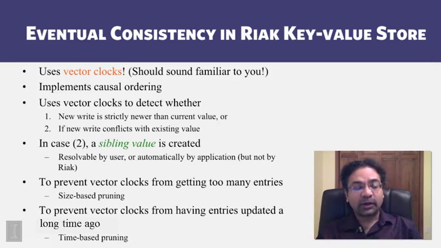Now, Riak uses vector clocks, and the vector clocks might get very large because the number of entries in the vector clock is potentially the same as the number of clients. And so to prevent a vector clock from getting too many entries, you use size-based pruning. You typically prune the number of entries, the maximum number of entries that can be there in a vector clock. Also, vector clocks might get very old. Some entries might have very old vector clock values in them. And so to prevent that from happening, you prune out or you remove entries that had very old timestamps in them.